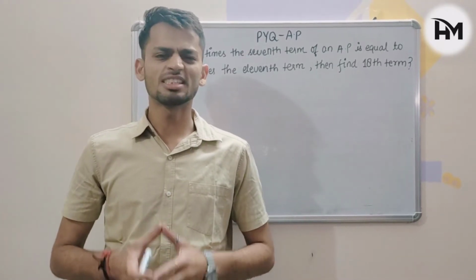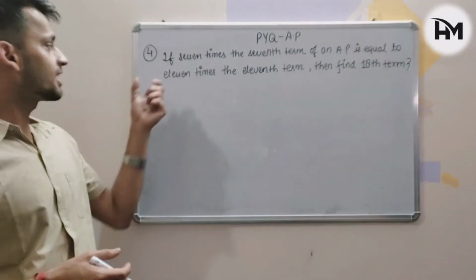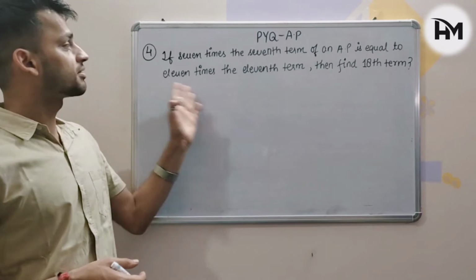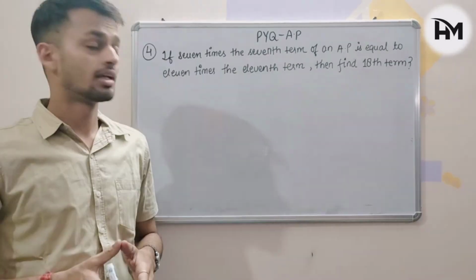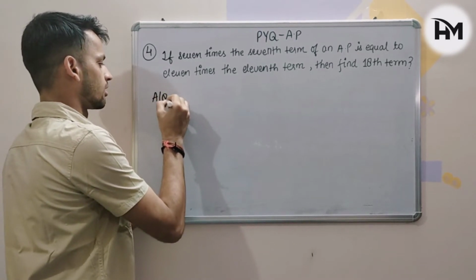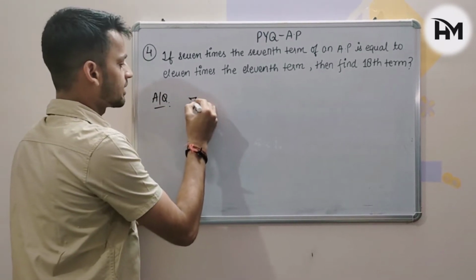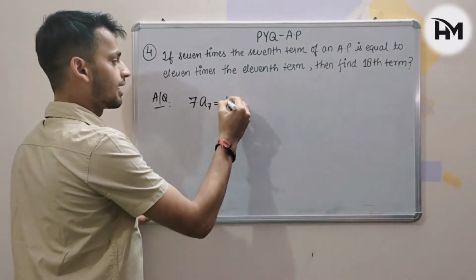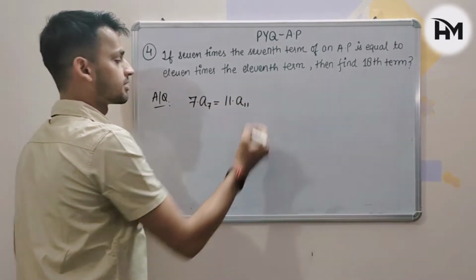So the next question is a bit interesting. The question is: if 7 times the 7th term of an AP is equal to 11 times the 11th term, then find the 18th term. So what has been stated in the question? 7 times the 7th term is equal to 11 times the 11th term.